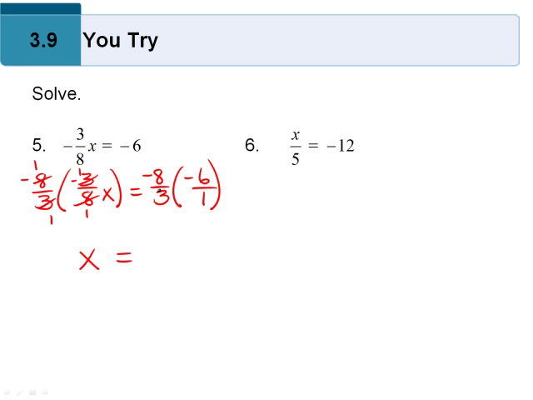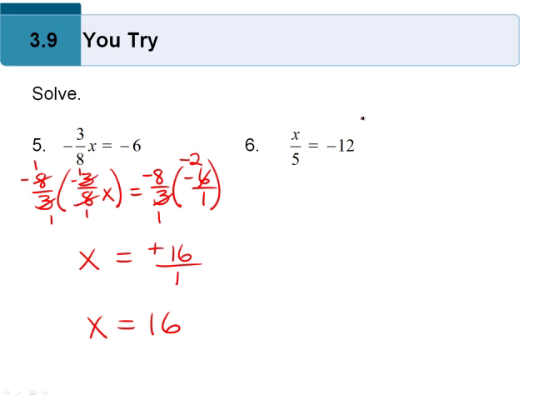Now on the other side, two negatives, that's going to give me a positive. Okay? And I can cancel the 3 and 6 by 3. 3 divided by 3 is 1. 6 divided by 3 is 2. So that's going to be 8 times 2 would be 16 over 1. So x just equals 16.